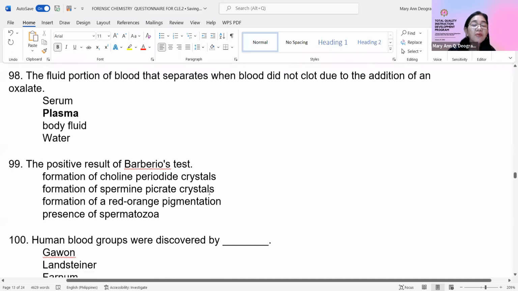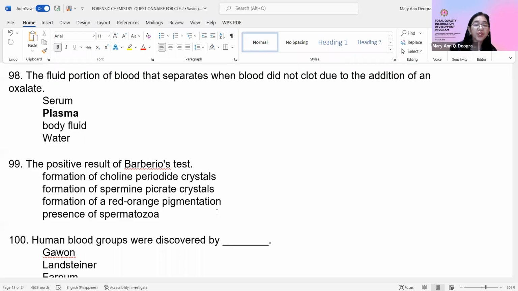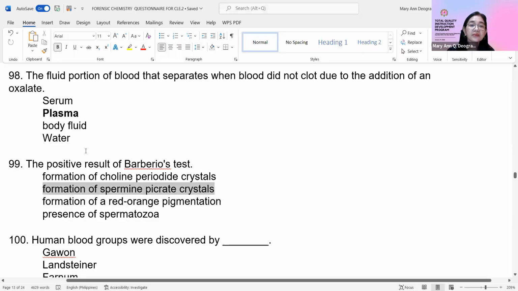How about the positive result of Barberio's test? Is it formation of choline periodide, formation of spermine picrate, formation of a red-orange pigmentation, the presence of spermatozoa? Ayan. Kasi ito, kay Florence to eh. Formation of choline periodide, kay Florence yan. This is the Barberio's. Ito, kay acid phosphatase. Ito, this is the microscopic. O, yun lang naman ang tatandaan nyo dyan. Pag nakita nyo naman yung mga questions, matatandaan nyo yan.